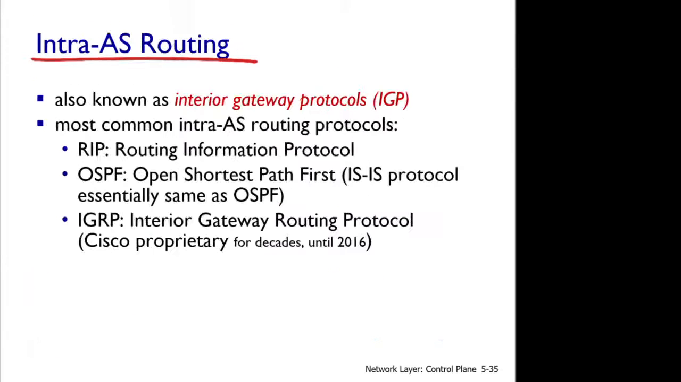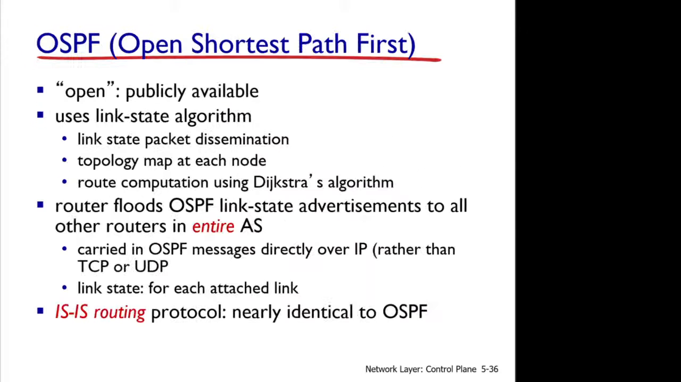But first, a few words on intra AS. These are known as interior gateway protocols. Most common would be RIP, which is link state. OSPF is shortest path first. I think that's distance vector, if memory serves. And IGRP as well is another one that Cisco use, but they don't really tell everyone how it works.